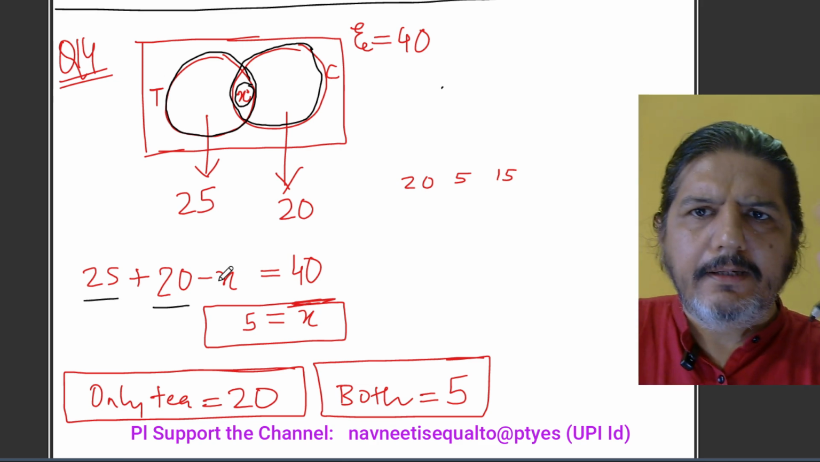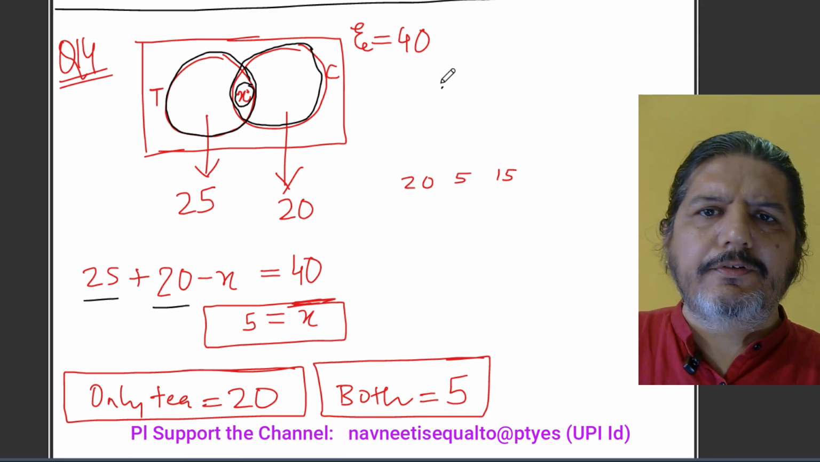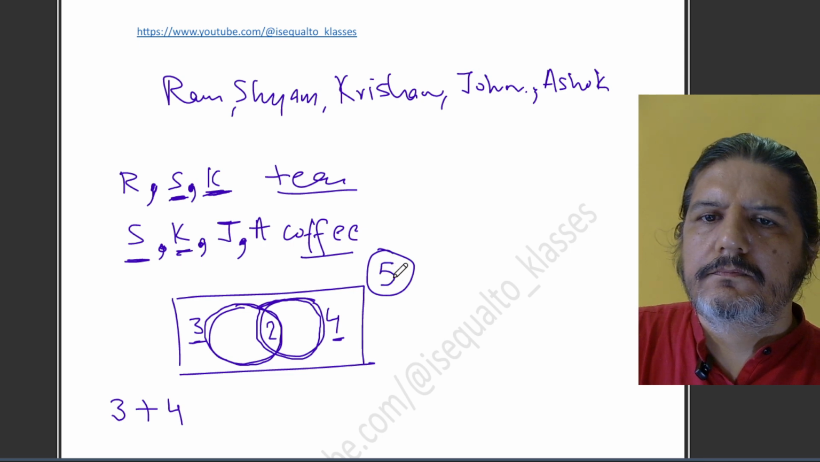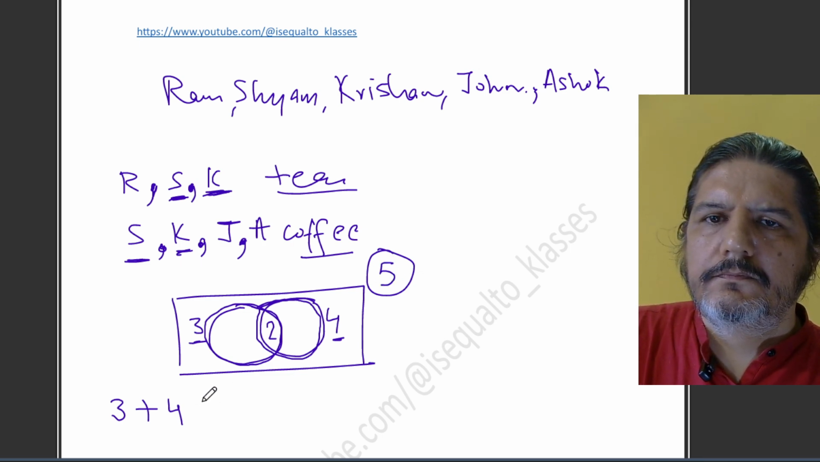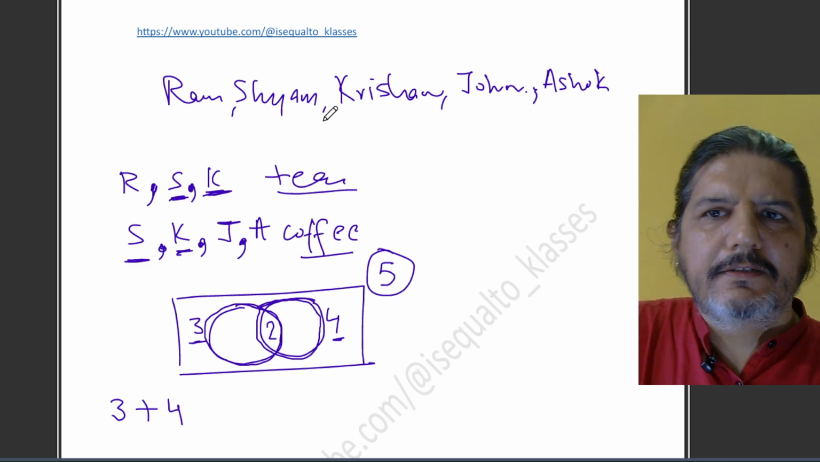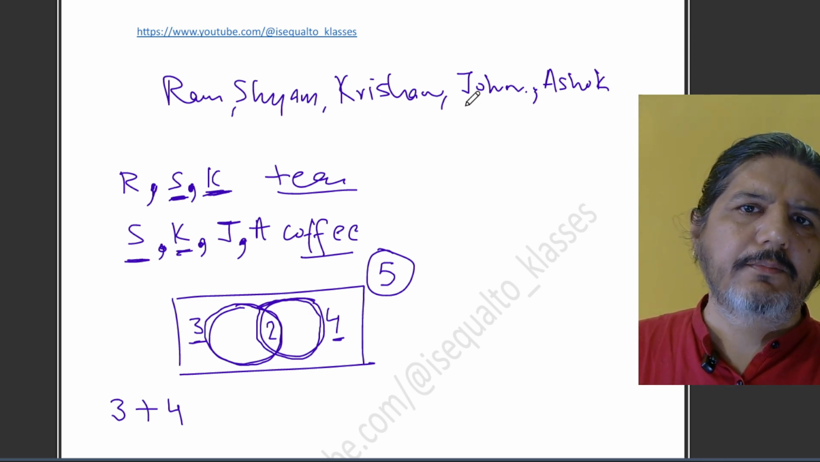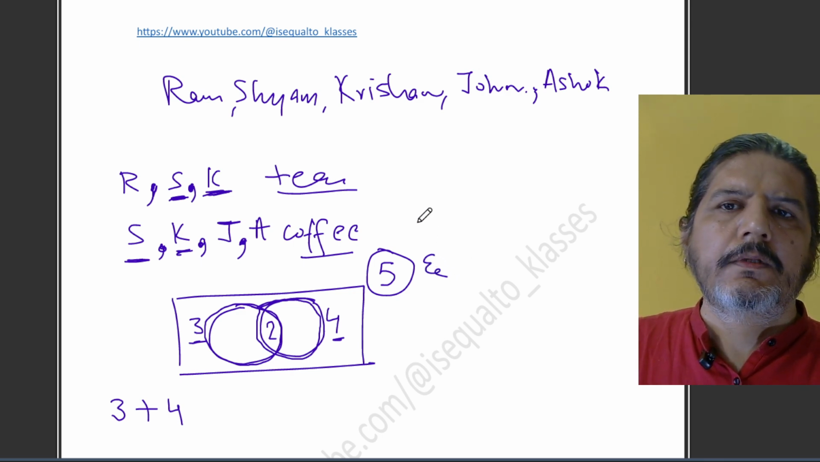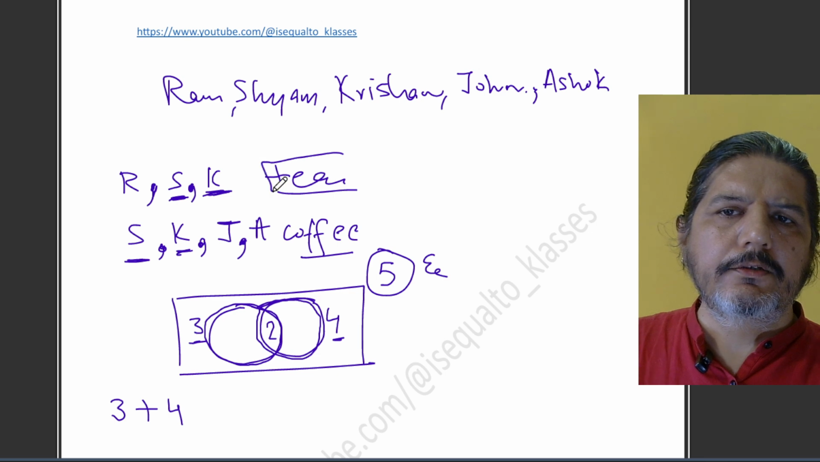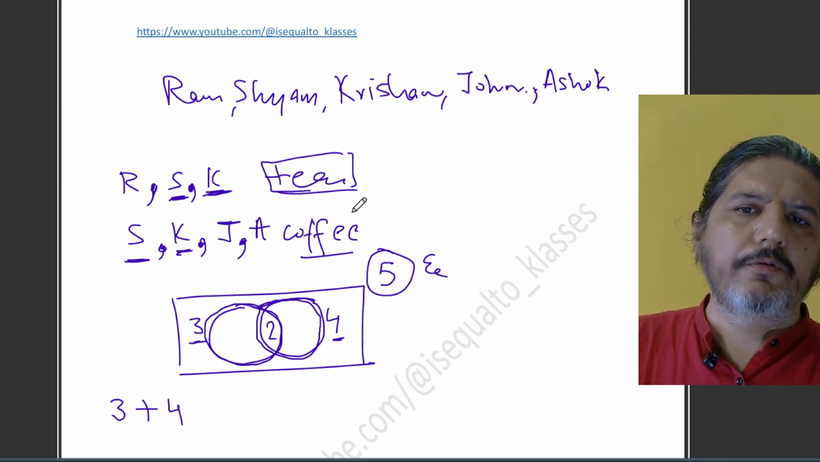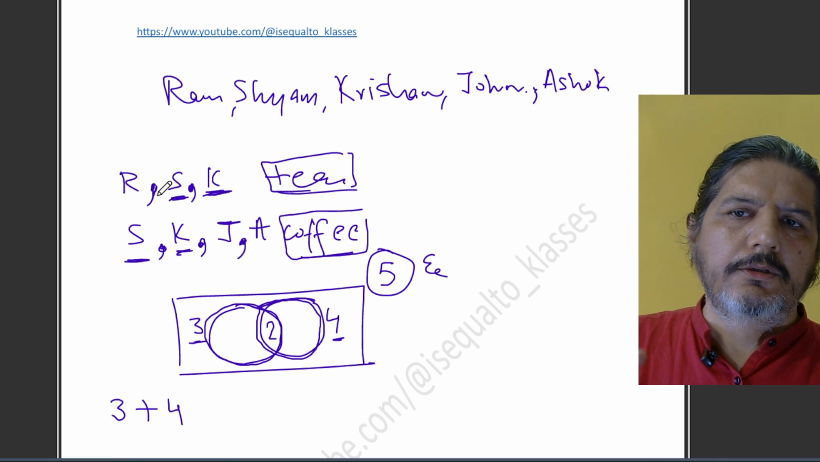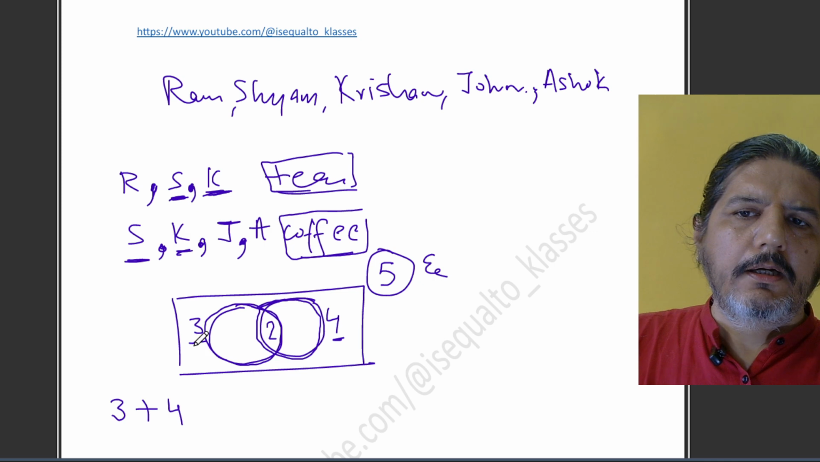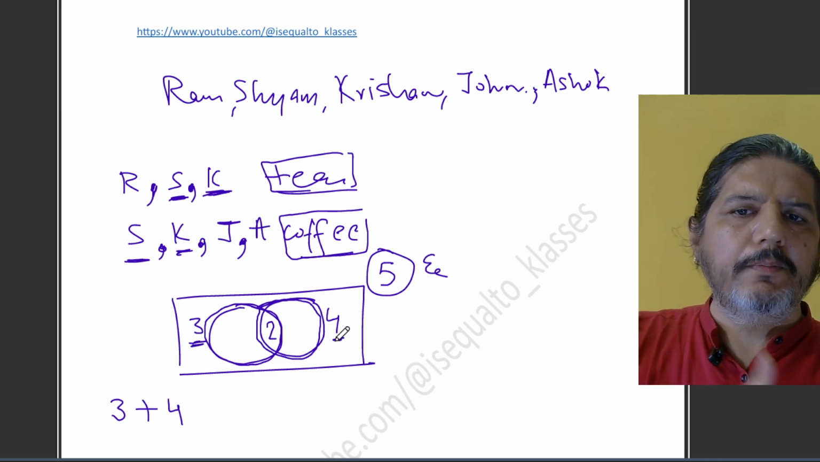So, for example, let us take a rough example. Let me give this example separately. So for example, I have 5 people: Ram, Sham, Krishan, John, Ashok. So in my universal set, I have 5 people. Now Ram, Sham, Krishan are tea drinkers, while Sham, Krishan, John, Ashok are coffee drinkers. Now if you see, Sham and Krishan are tea drinkers as well as coffee drinkers. They are both. So 3 people are tea drinkers, 4 people are coffee drinkers.